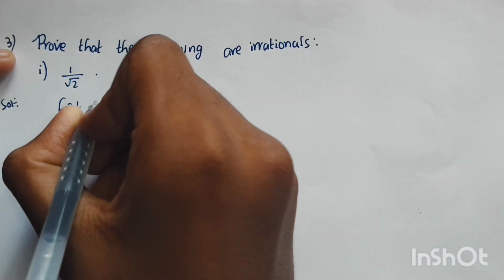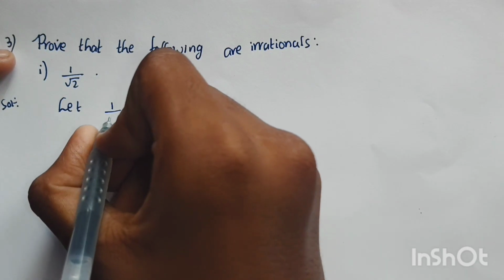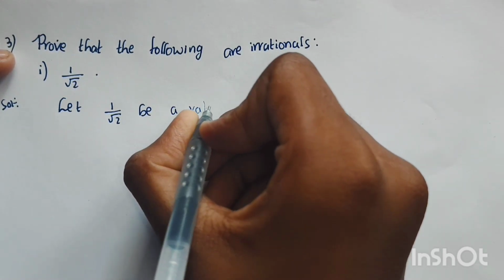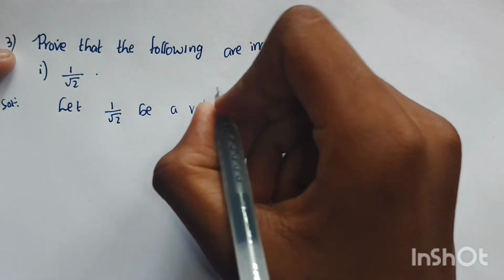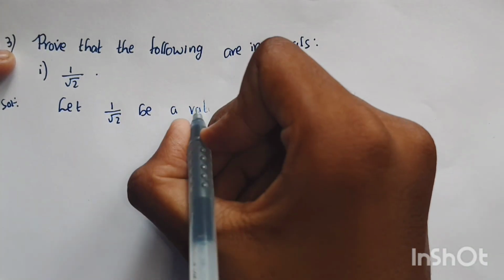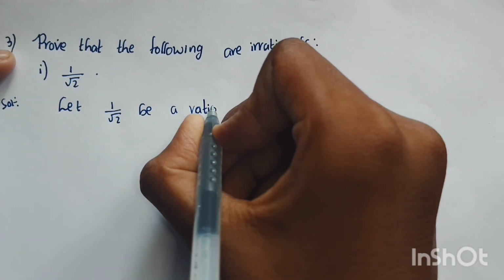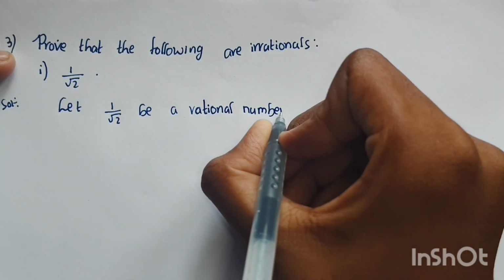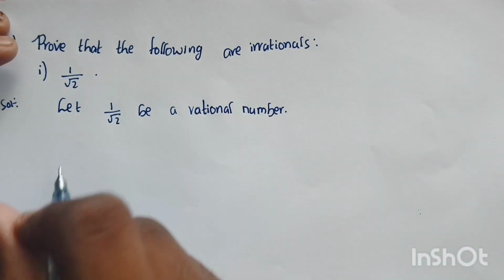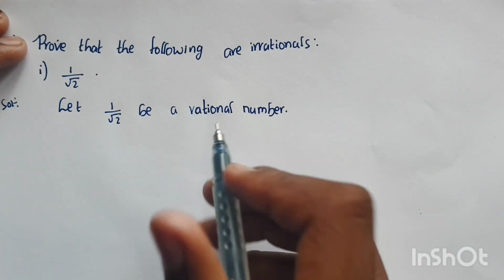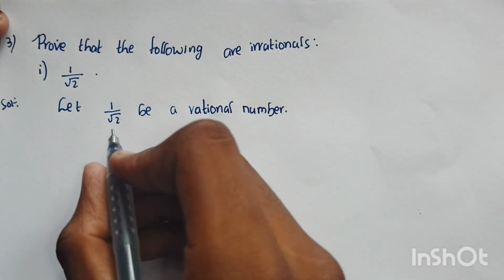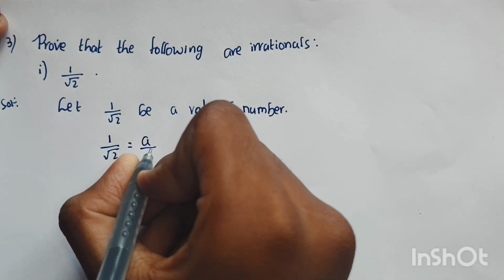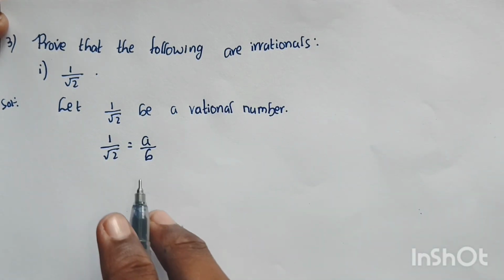Let 1/√2 be a rational number. Rational number means a number in the form of a by b. So 1/√2 equals a by b.